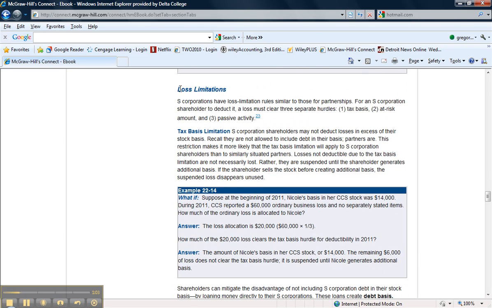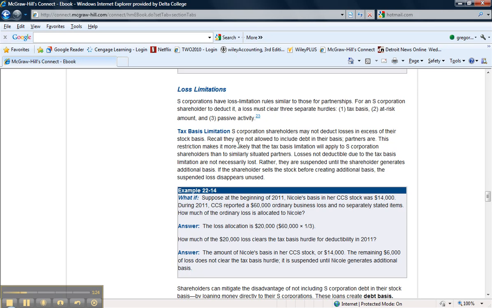Loss limitations. This is getting at the same thing we talked about for partnerships. What do S corporation shareholders get to deduct on their personal return when the S corporation flows losses to them? And again, there's a tax basis hurdle. There's also at risk and a passive activity hurdle. The same hurdles exist here that existed there.